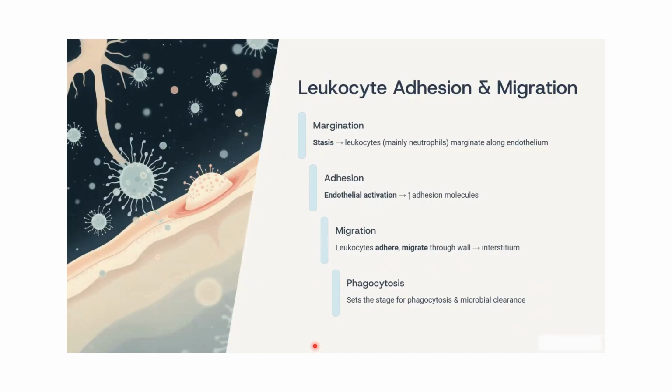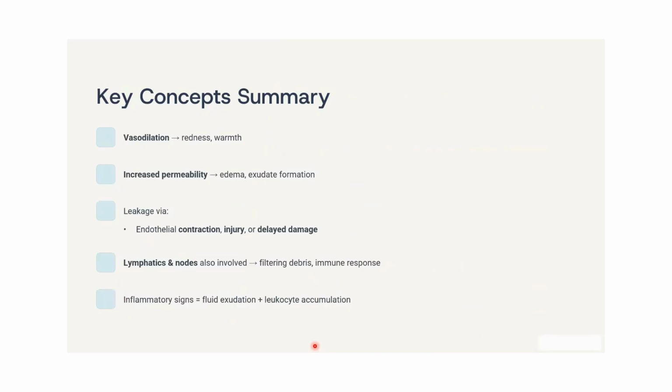Okay, let's try and pull this all together then. What's the big picture takeaway for someone listening? We've seen vasodilation causes redness and warmth. Increased permeability leads to edema, the swelling, and that protein-rich exudate. We know leakage happens through different ways: fast contraction, slower injury, even delayed responses. And the lymphatic system is working overtime in the background, draining the mess, sometimes getting inflamed itself. So really, those classic signs of inflammation, redness, heat, swelling, pain, they all boil down to these vascular changes, fluid leaking out, and immune cells piling in. That's a great summary. It's all about getting fluid and cells to the site of trouble.